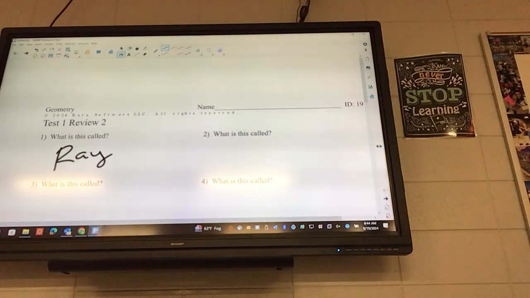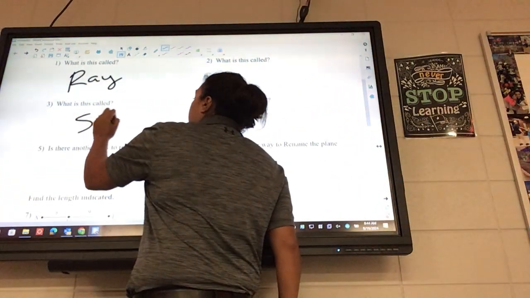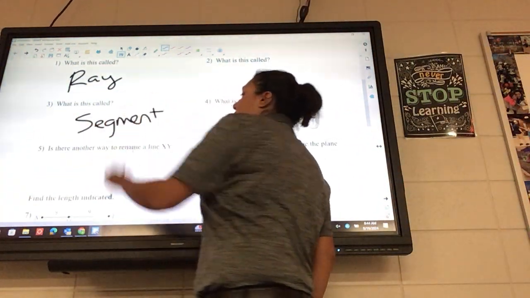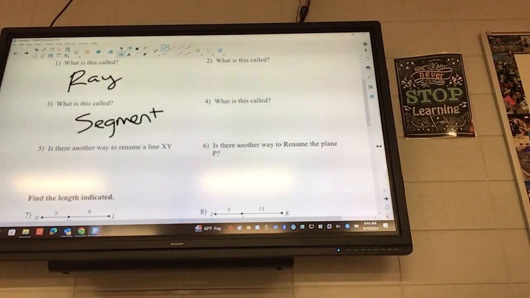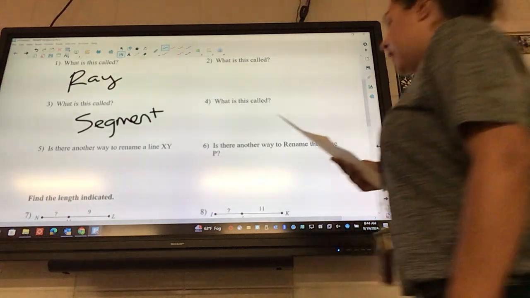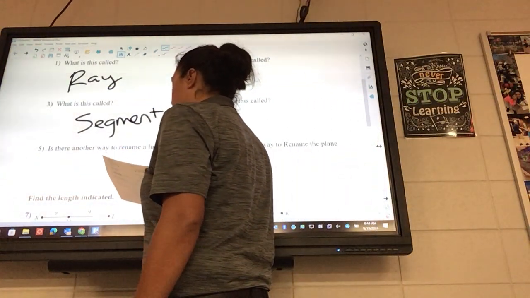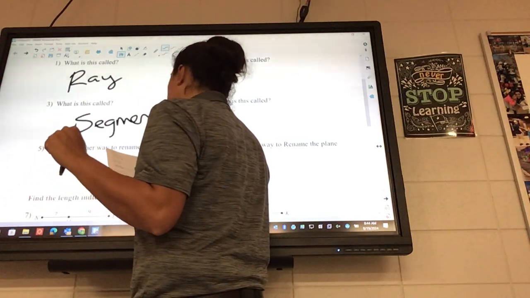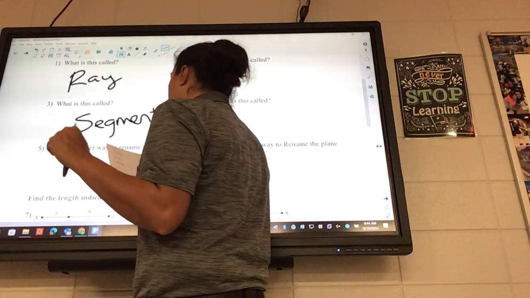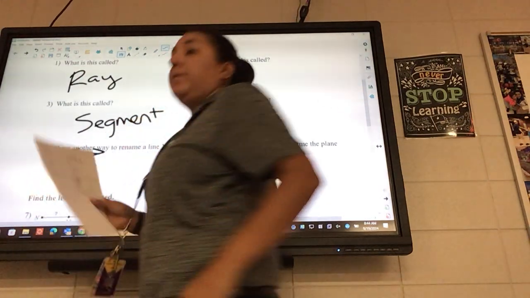What about number 3? What is that called? Yeah, it's a line segment, okay, or just a segment, whatever you want to call it. Okay, is there another way to rename the line XY? You can use an X, but there's no 2. Oh, it's a Z. XZ. This one looks more like a Z. Yeah.